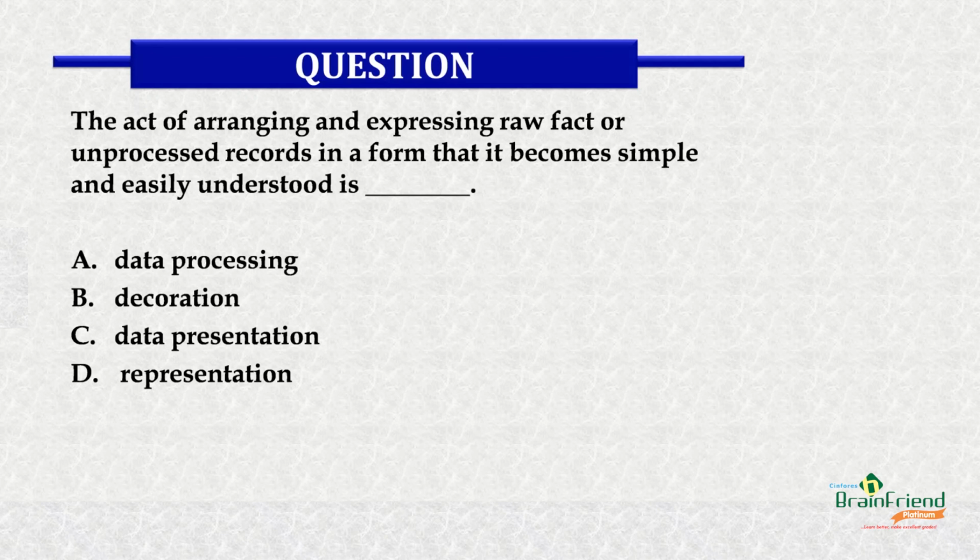Question 1. The act of arranging and expressing raw facts or unprocessed records in a form that it becomes simple and easily understood is A. Data processing. B. Decoration. C. Data presentation. D. Representation. The correct answer is option C, data presentation.